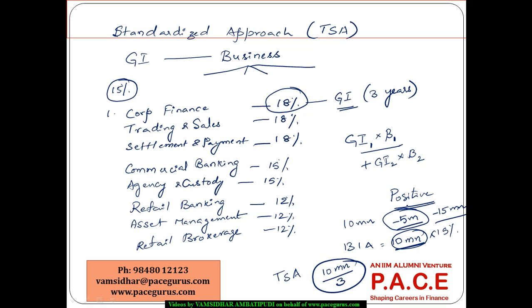And on the same lines, just like the standardized approach, we have a slight modification called the alternate standardized approach. Basically, this is talking about slightly handling the double counting aspect.